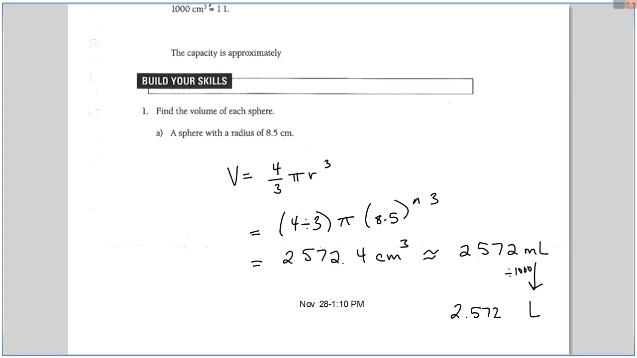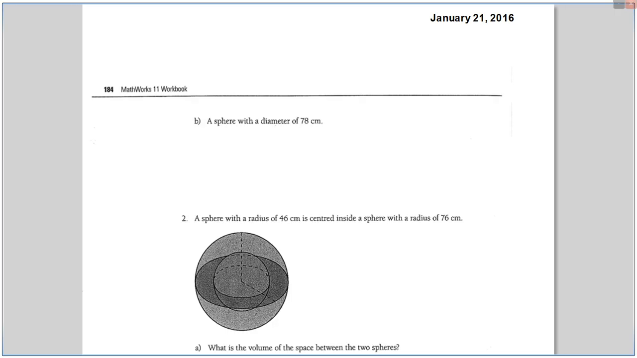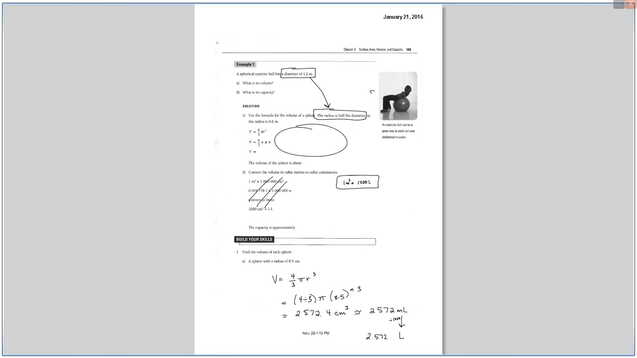Anybody have fish tank at home? So you might be familiar with this amount of water. How about a swimming pool at home? Wrong country. You live in California, we'd all have swimming pools probably. Maybe. I know. Alright. You want me to go back to this?